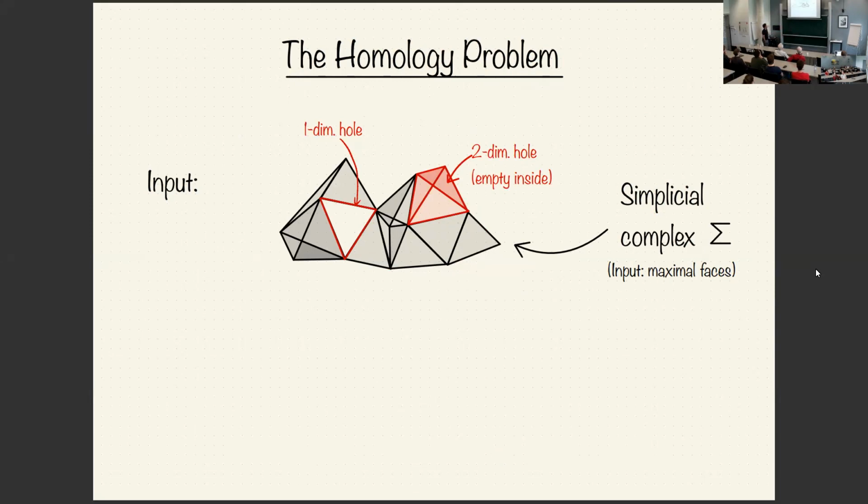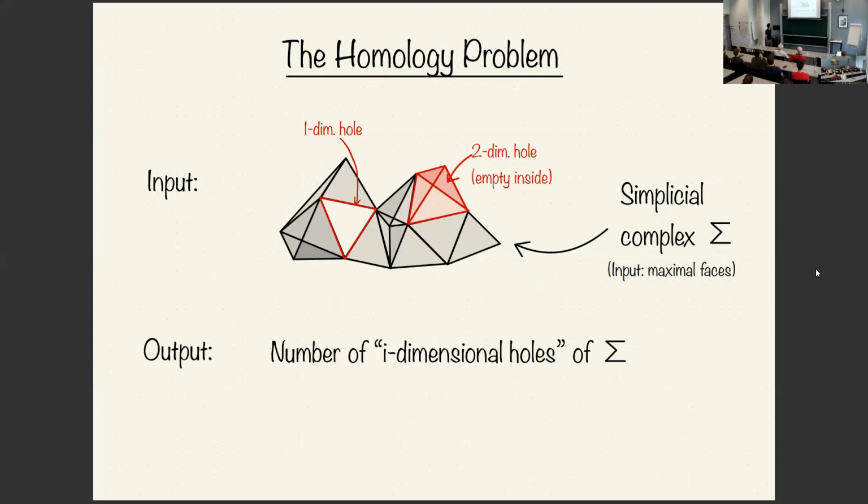You're given as input a simplicial complex, which I'll describe soon, but it's basically a triangulation of a space, or a higher dimensional triangulation of a space. And you have to think how to input this in some efficient way, but I'll get to that later. The output of the algorithm should be the number of i-dimensional holes of the simplicial complex. So for here, for example, we have a one-dimensional hole.